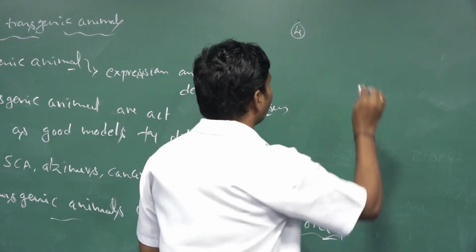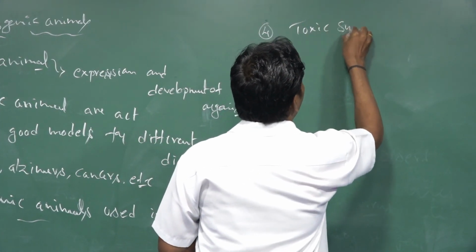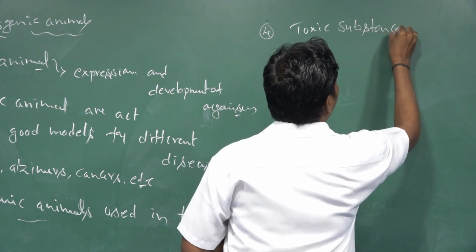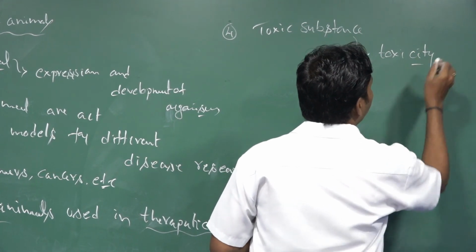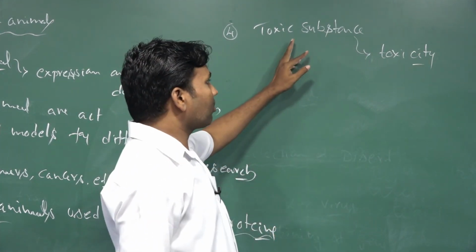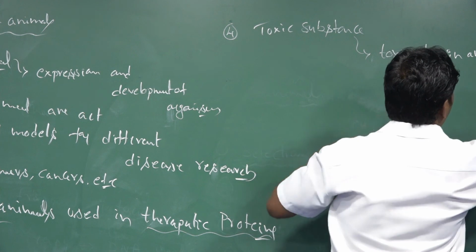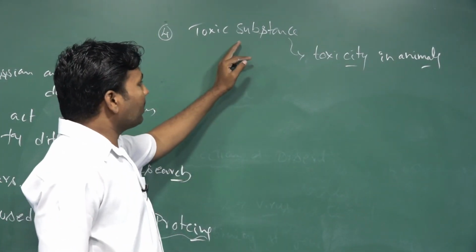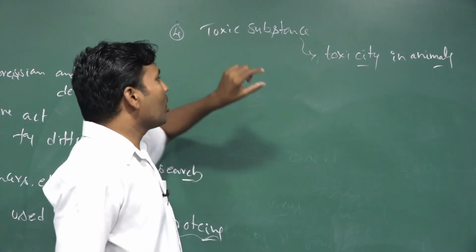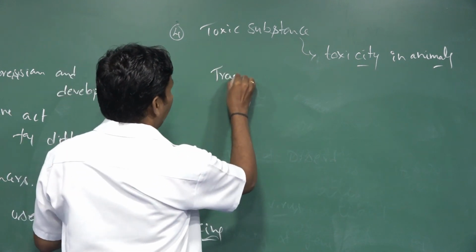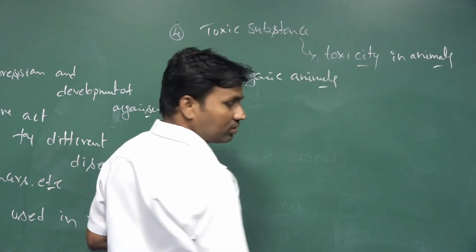And the fourth one, toxic substances. The toxicity of toxic substances in animals. So in animals, to identify the toxicity of toxic substances, we are using the transgenic animals here.